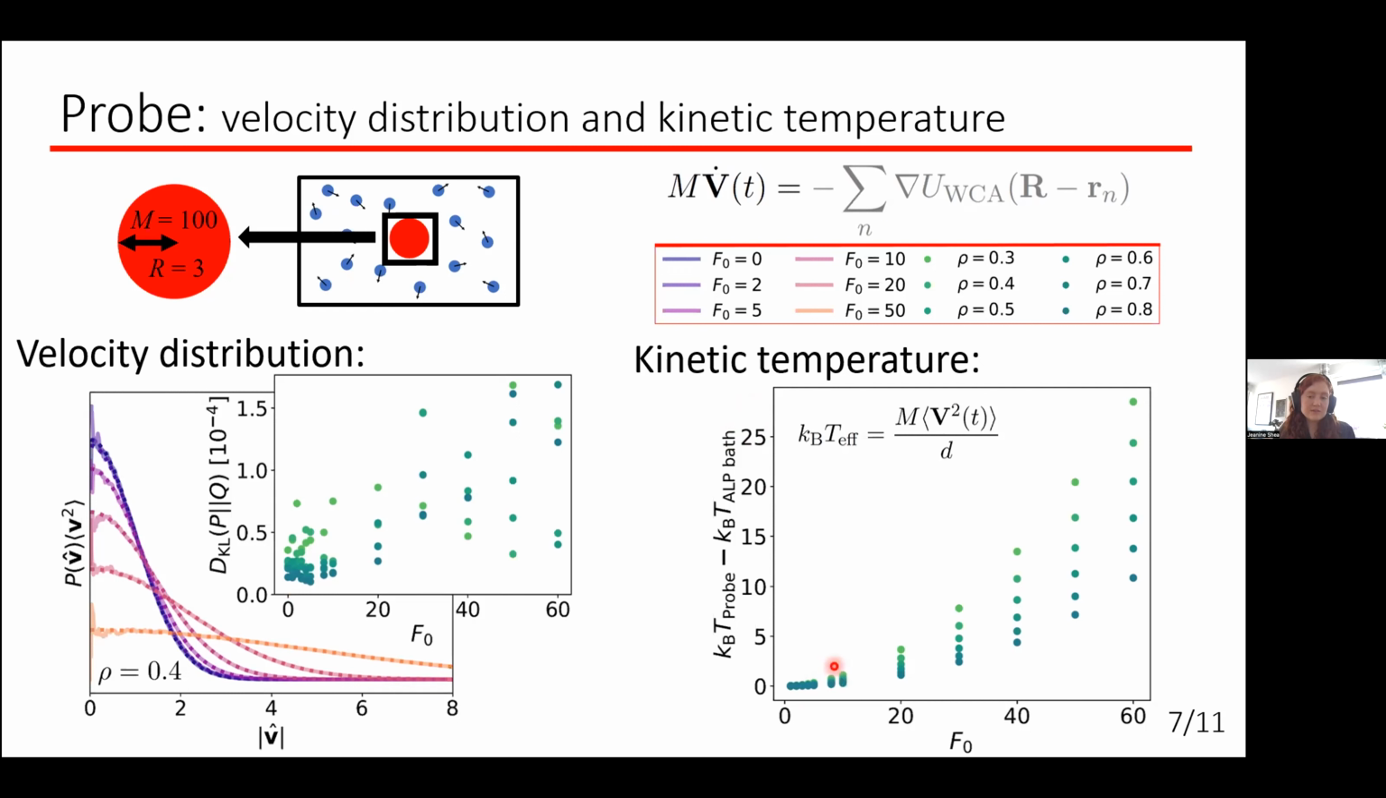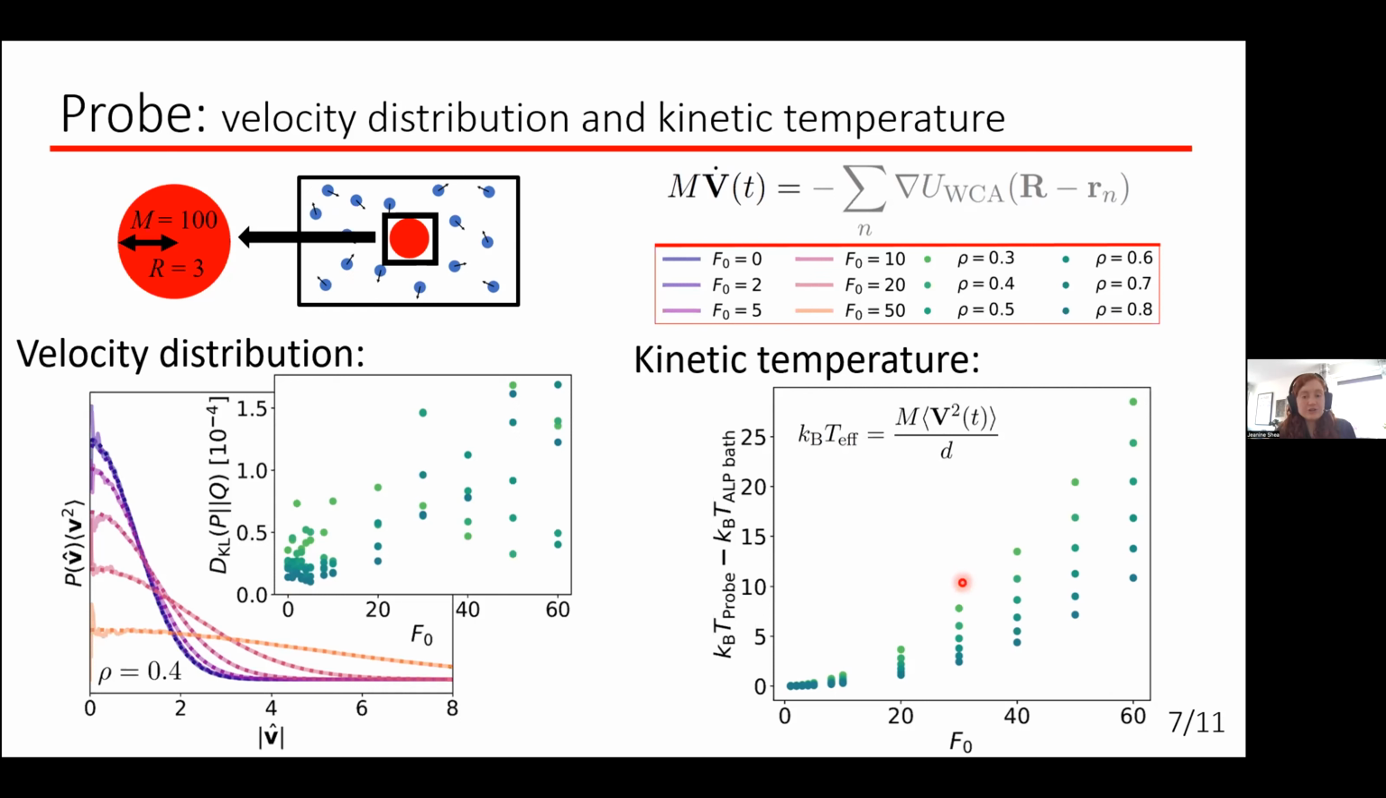And you can see that when we're at equilibrium, this is 0, as we would expect, because we would expect the probe to equilibrate to the same kinetic temperature as the active Langevin particle bath. But as we get further and further away from equilibrium, so increasing the active force, then we see that this difference grows, even continually grows.